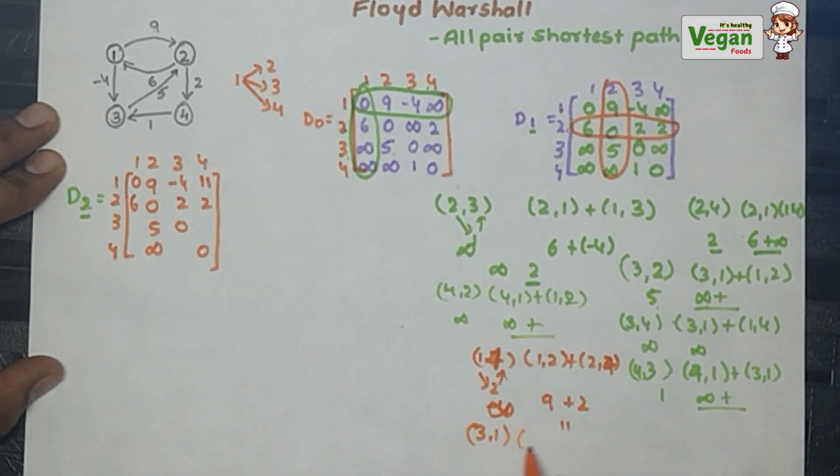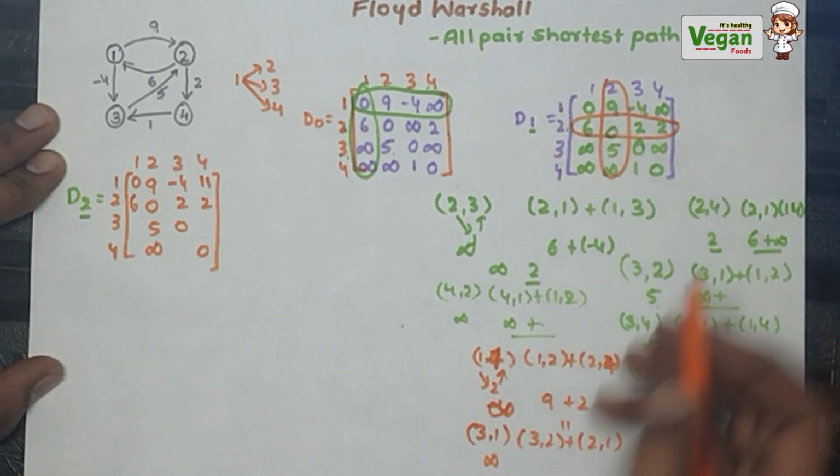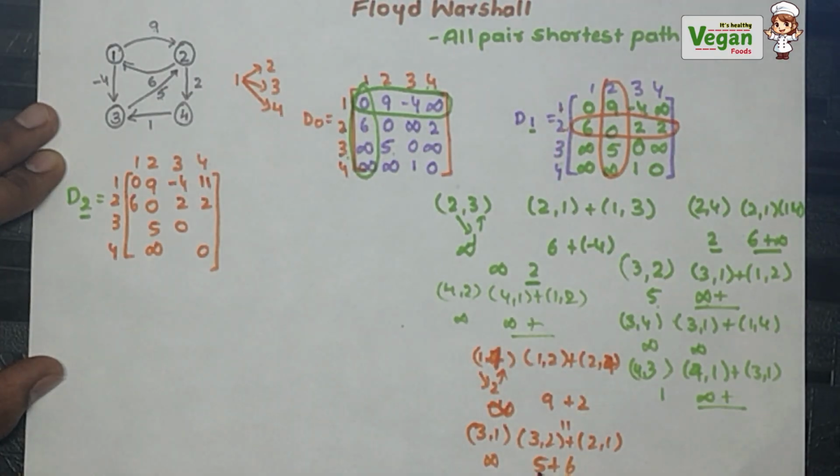Now 3 comma 1. For 3 comma 1, you will go from 3 to 2 and again 2 to 1. 3 comma 1 is infinity. 3 comma 2 is 5. 2 comma 1 is 6. So 6 plus 5 is 11. Among 11 and infinity, 11 is the smaller one. So we will write 11.